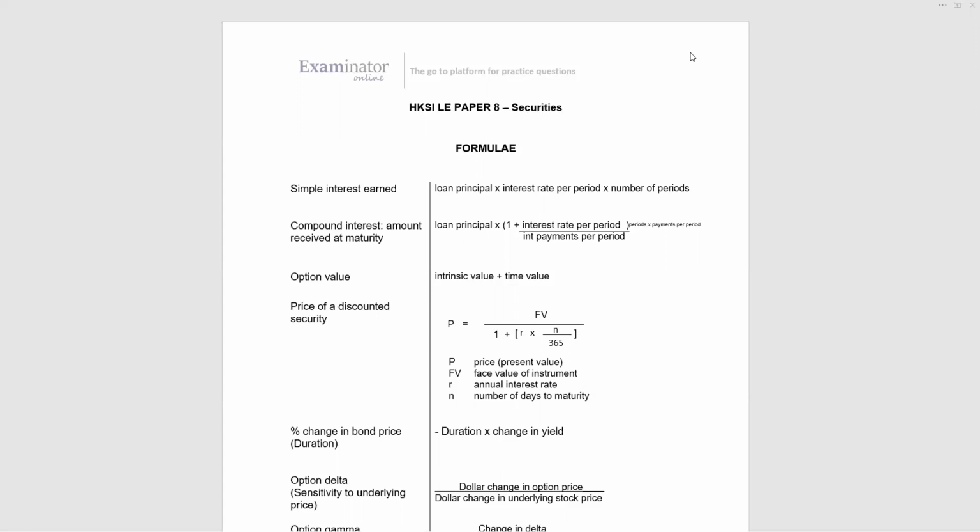The price of a discounted security, there you can see you take the future value, which is the maturity value, and you discount it by 1 plus the annual interest rate multiplied by number of days to maturity over 365. I would say that's highly likely to come up in a Paper 8 exam. The percentage change in bond price by applying duration, I would say there is some chance of that appearing, as with option delta, sensitivity to underlying price, some chance.